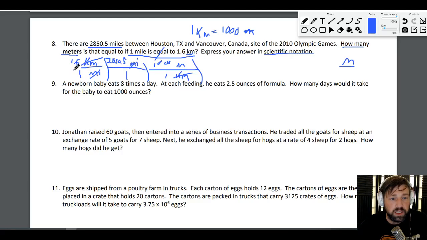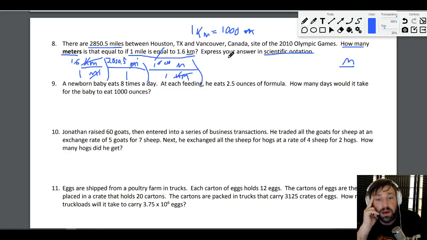Okay, double check ourselves. Kilometers cancel. Miles cancel. We're left with meters. And now we can just plug and chug. So that's how we could go about setting that up.